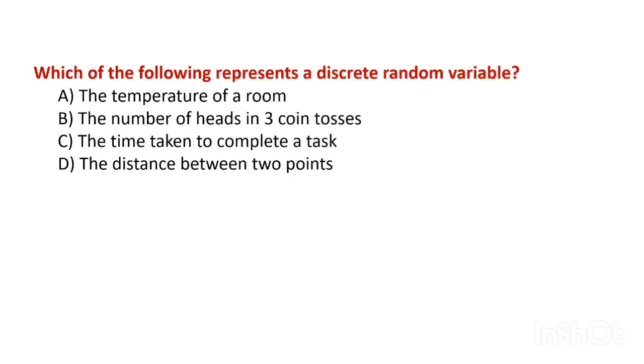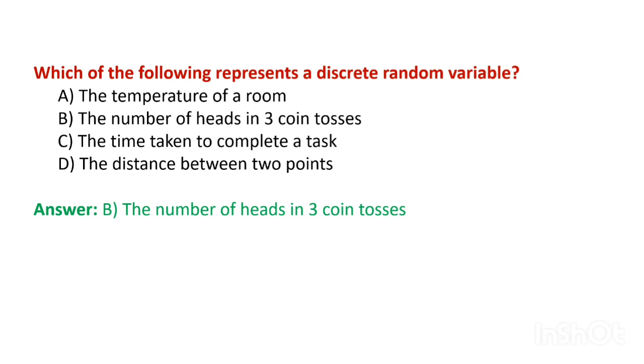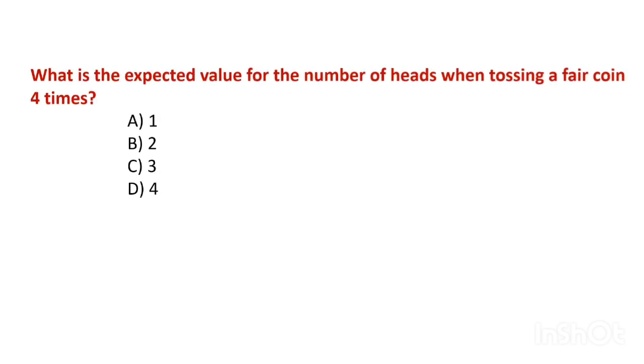Which of the following represents a discrete random variable? A discrete random variable takes specific countable values like the number of heads in multiple tosses, so the correct answer is option B. What is the expected value for the number of heads when tossing a fair coin 4 times?